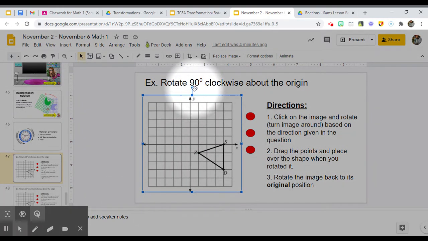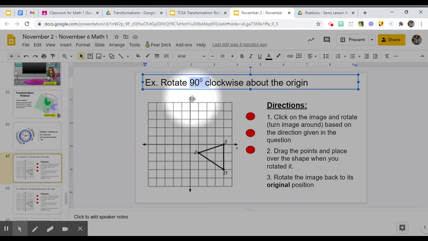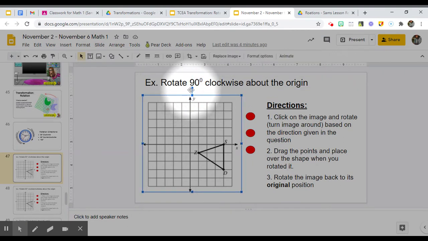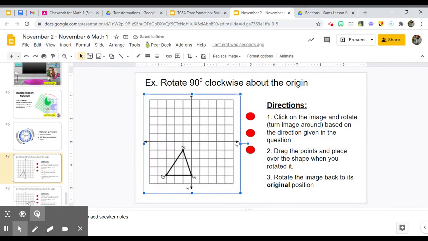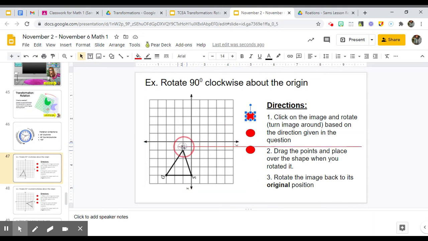We're going to turn it 90 degrees. So if you look at that little circle up there, once you click on the image, it's going to allow you to spin that image around. We're going to turn it 90 degrees. So then, from spinning that around 90 degrees, we now have where the rotation would be. The image is turned down here in this particular quadrant number 3.